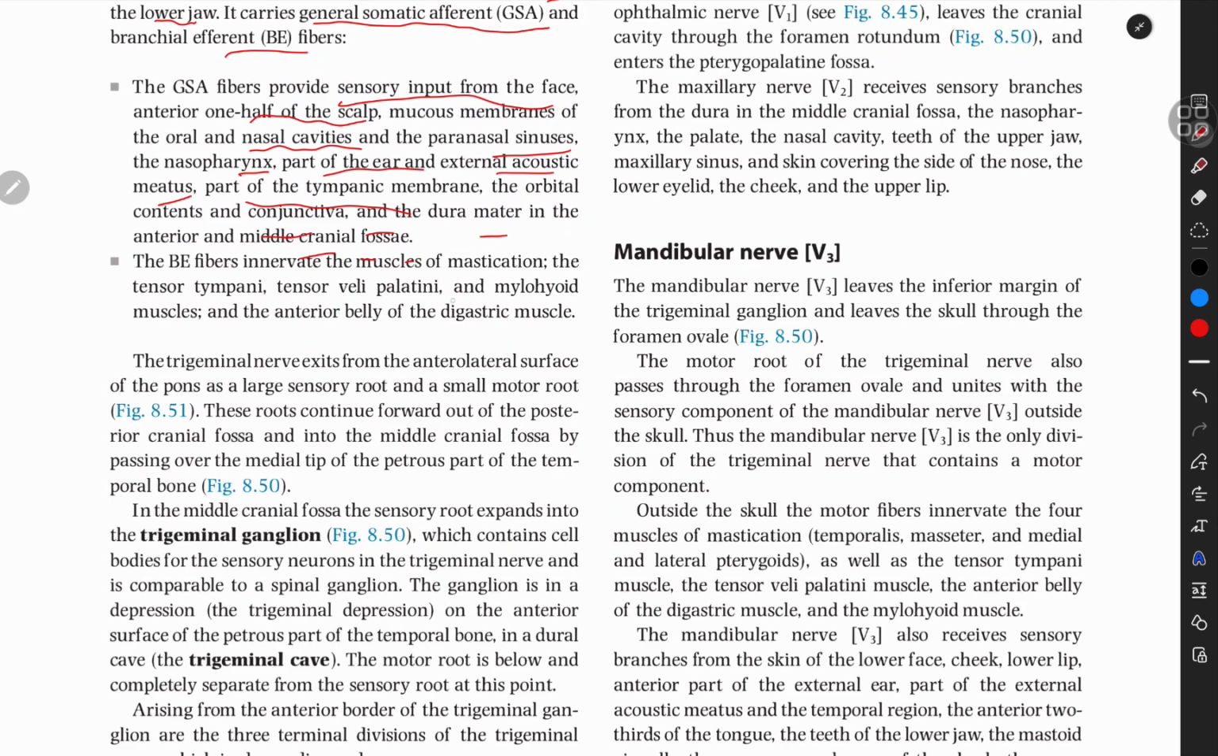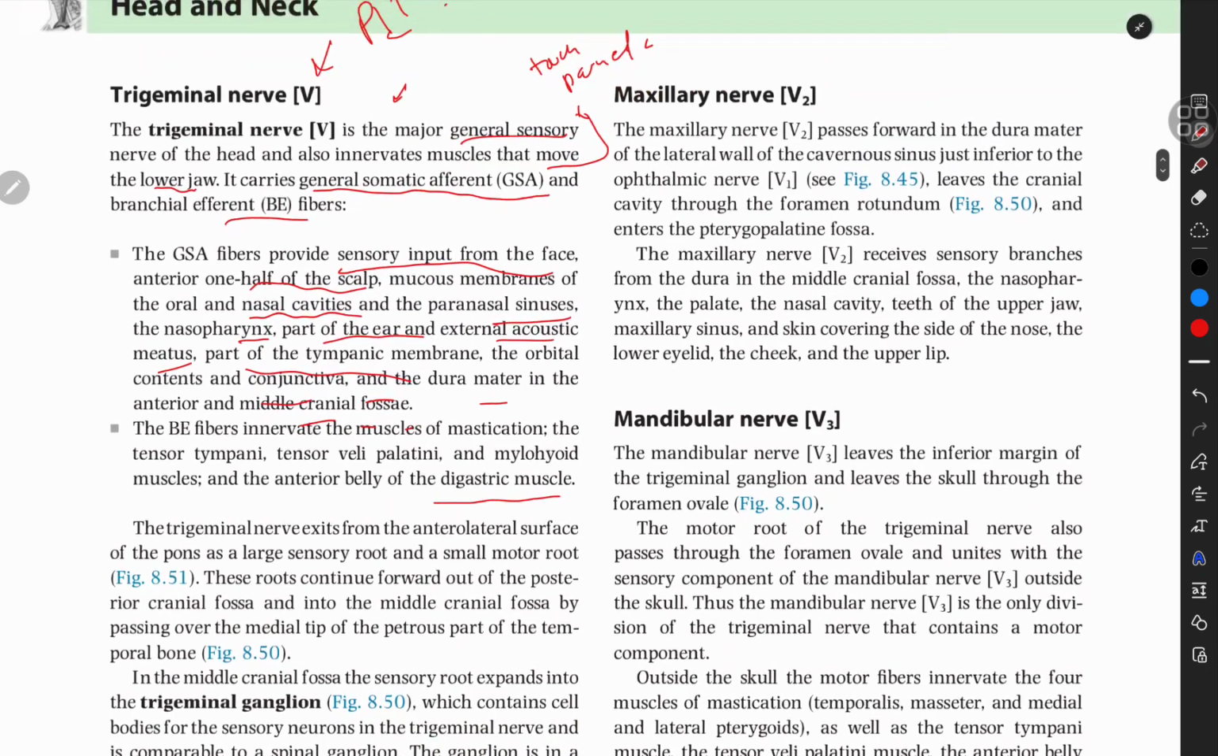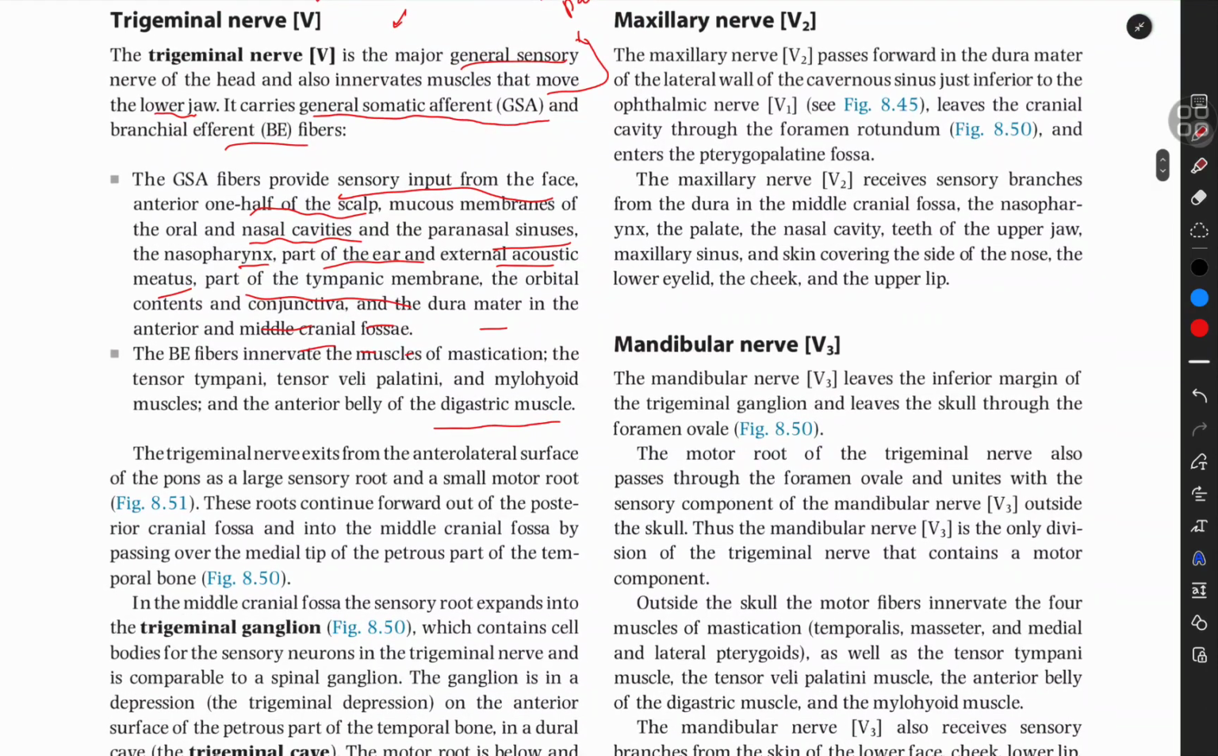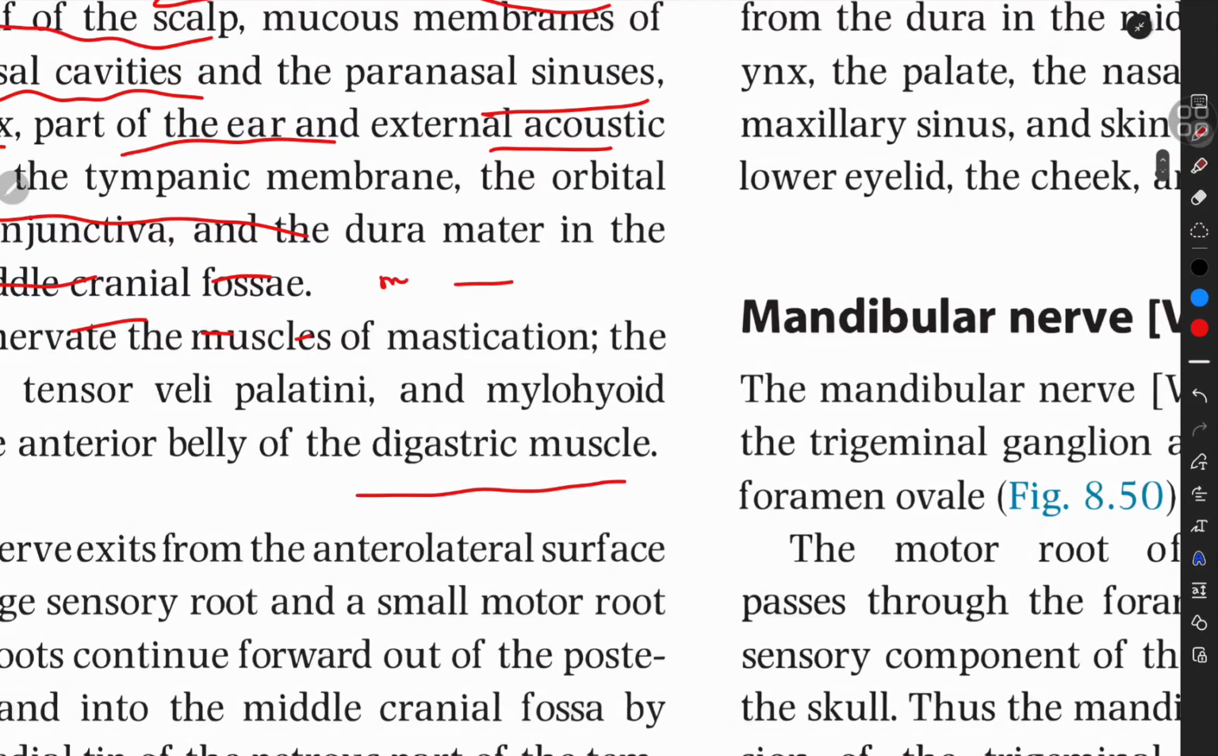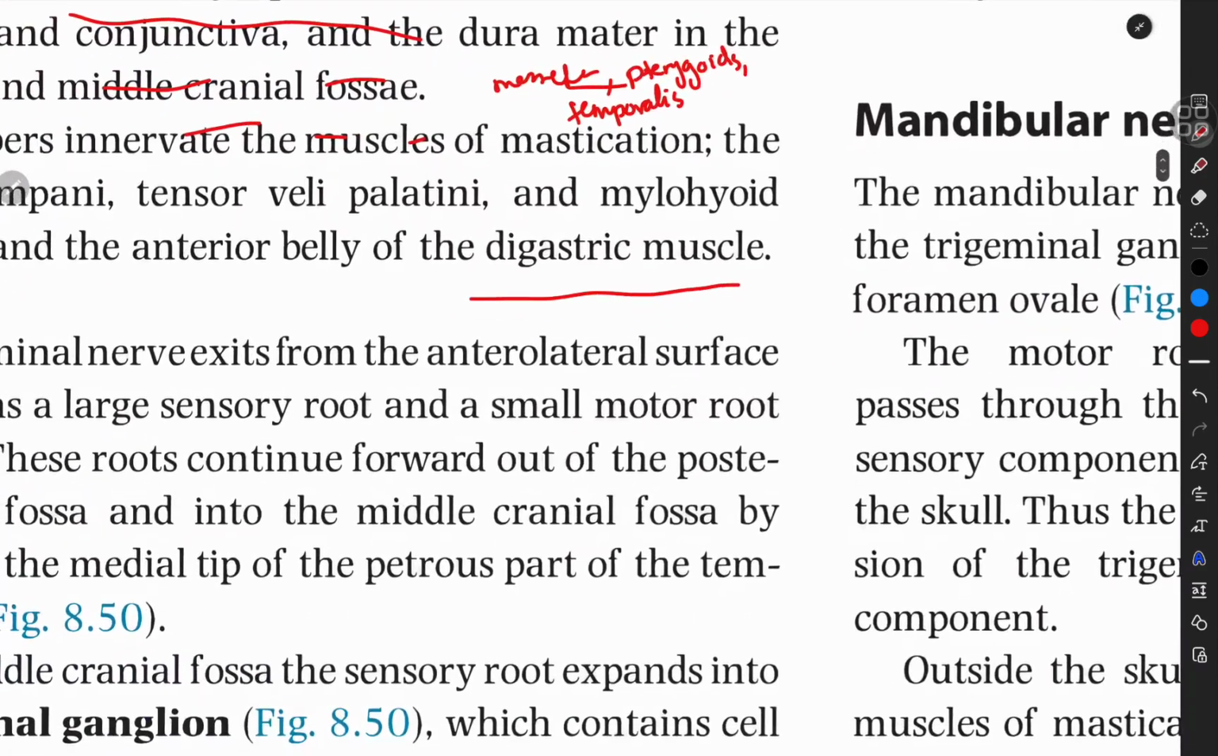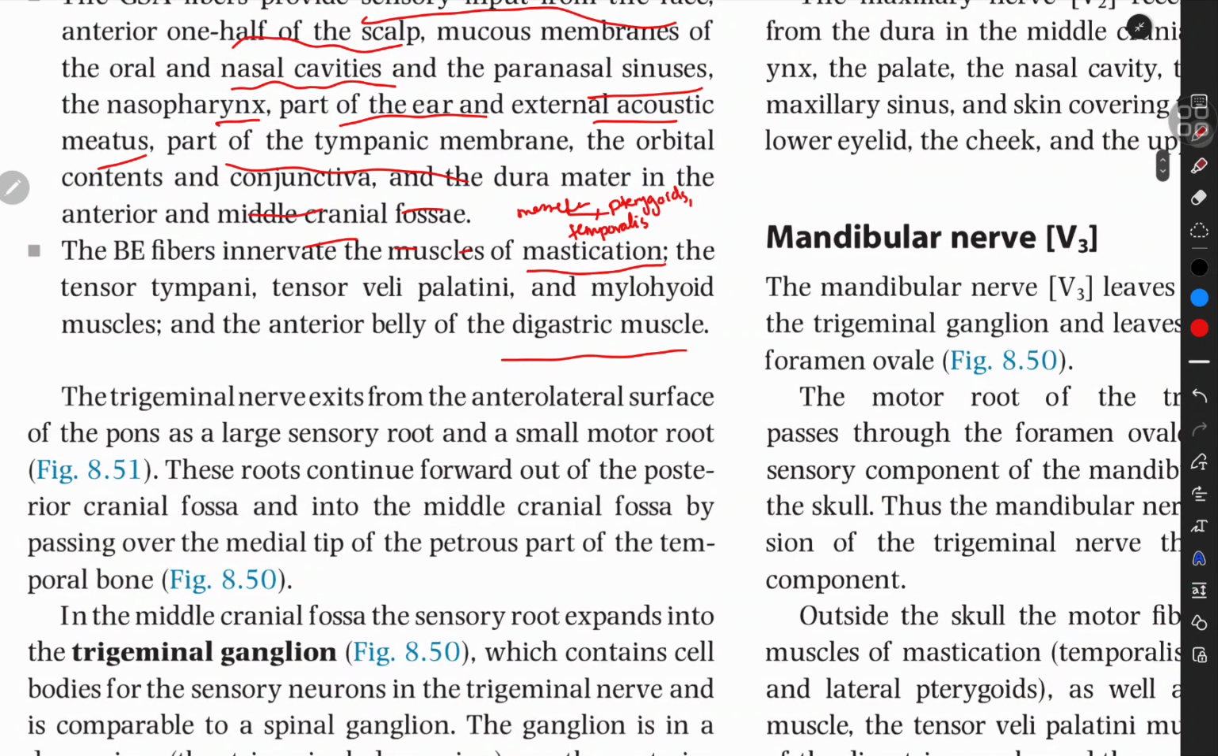Also the tensor tympani, tensor veli palatini, and mylohyoid muscles and the anterior belly of the digastric muscle. So these are innervated by the trigeminal nerve. The muscles of mastication are the masseter, medial and lateral pterygoids, and the temporalis muscle. These are the muscles of mastication.